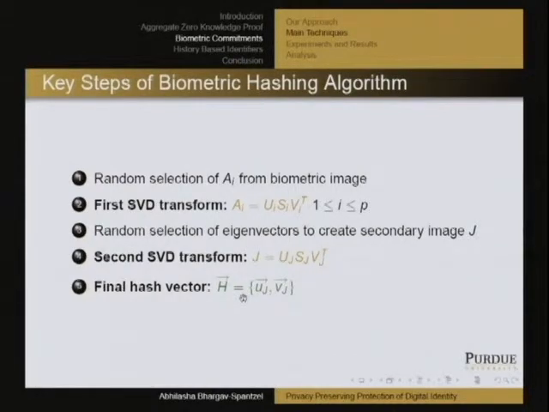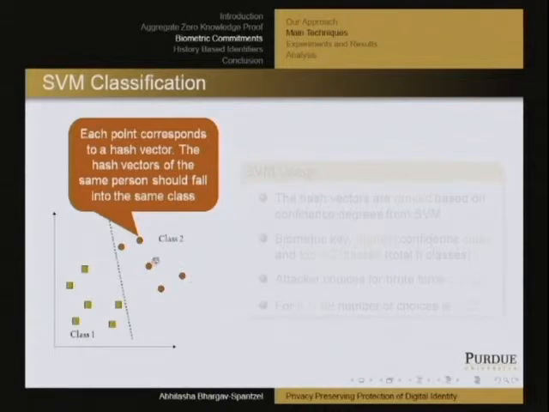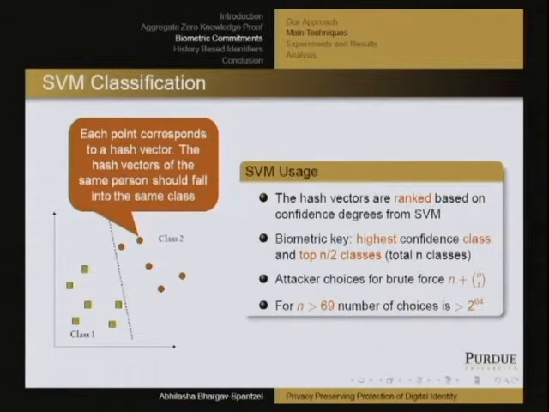Now this hash vector is a point in this classification model. This classification model has a lot of users, and this one point corresponds to one hash vector. So at the time of key generation, this hash vector is ranked based on the confidence degrees of a support vector machine. The biometric key is the highest confidence degree, which is the class of this hash vector. At the same time, it also takes the top n by 2 classes.